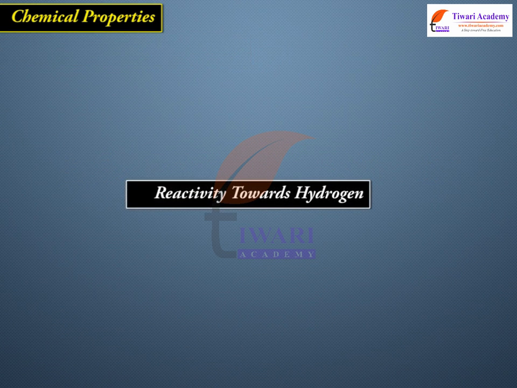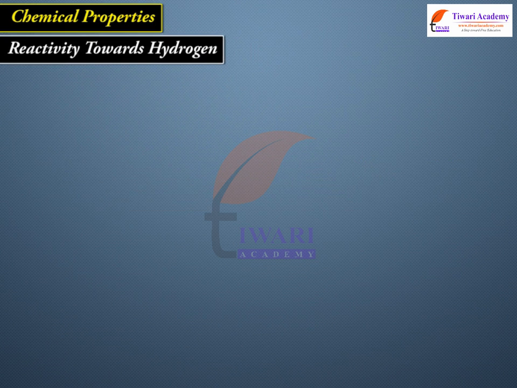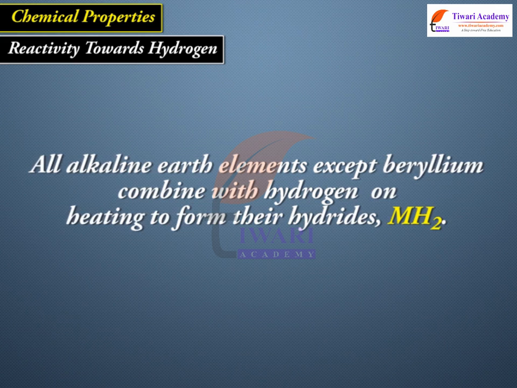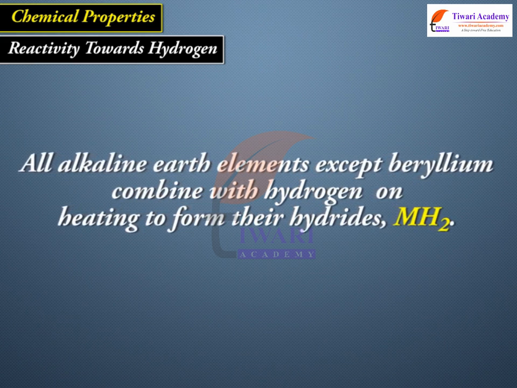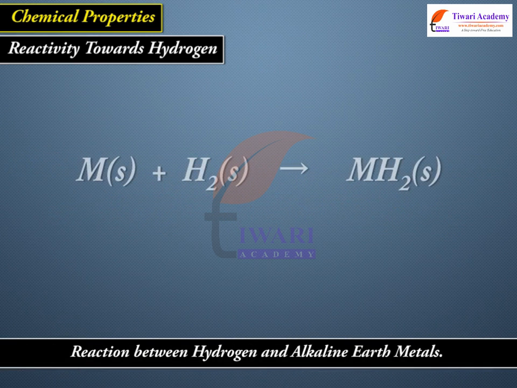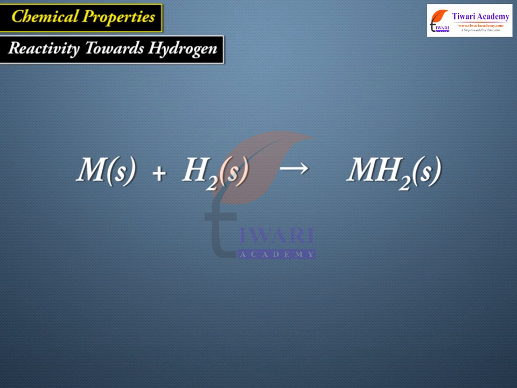Reactivity towards hydrogen. All alkaline earth elements except beryllium combine with hydrogen on heating to form their hydrides MH2. Reaction between hydrogen and alkaline earth metals. M(s) + H2 → MH2(s). M can represent Ca, Sr or Ba.